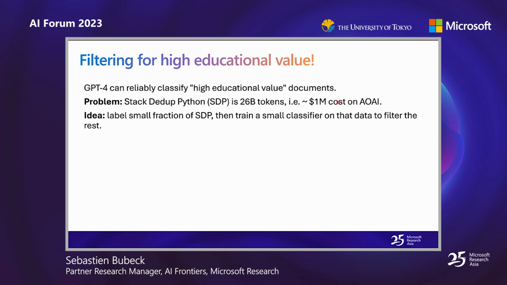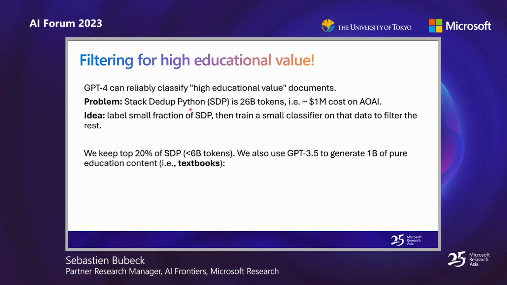So instead, what we decided to do is extraordinarily simple again. We just used GPT-4 on a small fraction of this data, and then we trained another classifier to mimic GPT-4 to classify the rest. Now you're talking about, instead of $1 million, about $10,000.